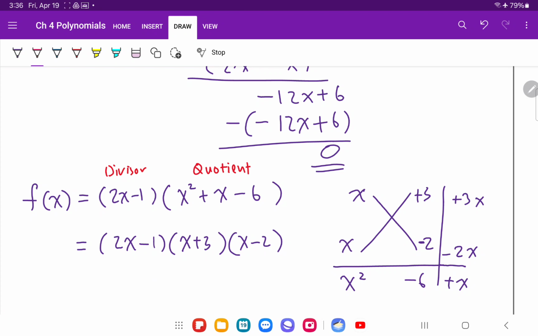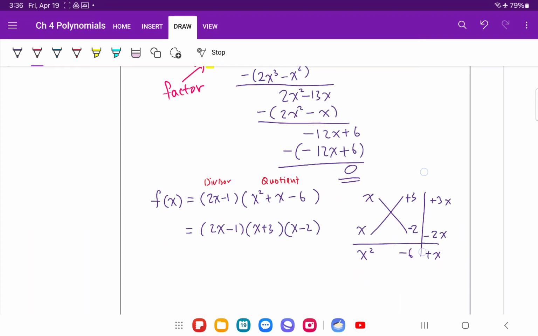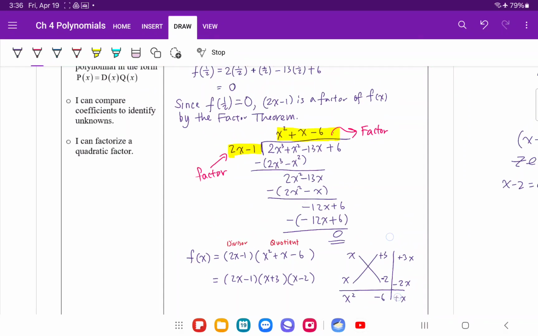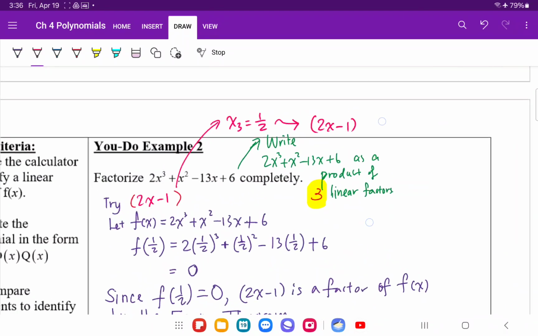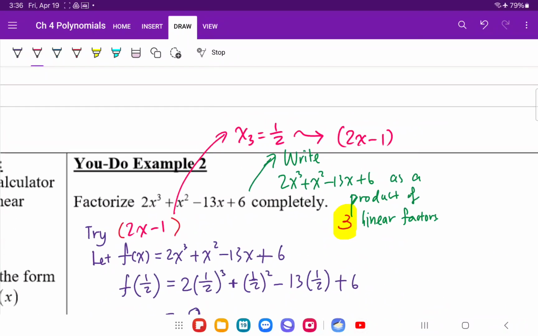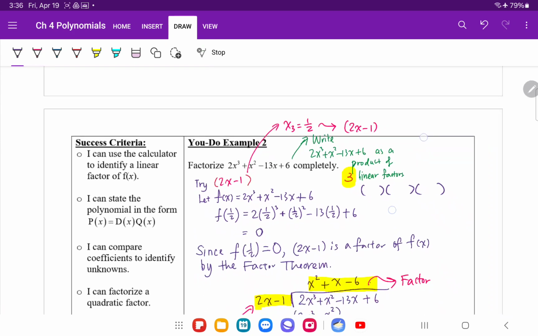Okay, so that is the You Do example 2. Now I want to bring to your attention again, for this question, sometimes they can rephrase the question in different ways. Instead of saying factorize completely, they can say write the polynomial as a product of 3 linear factors. They can even be very clear. They can say 3 linear factors. So the 3 linear factors refer to the 3 brackets. Alright, so this is the You Do example 2.